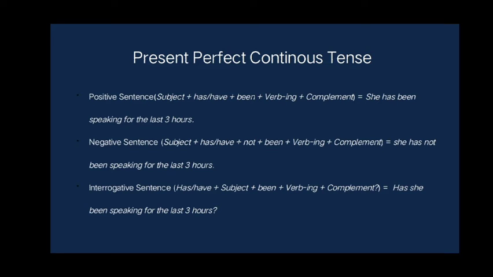The formula of present perfect continuous tense is subject plus has or have plus been plus verb ing plus complement. For example, she has been speaking for the last 3 hours. Like we can see on the screen, if we want to make a negative sentence, we must add not after to be, has or have, and before been. For example, she has not been speaking for the last 3 hours. And for an interrogative sentence, like always we can make it. The to be is always the first part in the sentence.